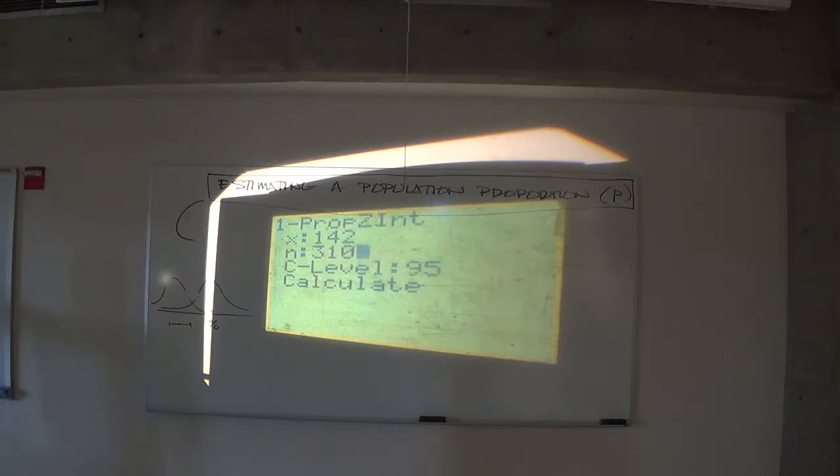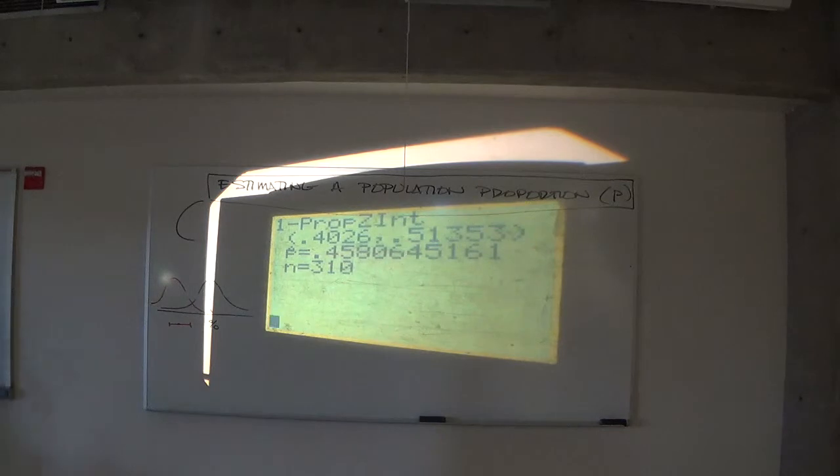Because everything that we did over here by hand is calculated using those values: the n, the x, and the critical value. You ready? Hit calculate. Boom. Look at that. My default for my C level is 0.95. Totally fine. 0.95 or 95, exactly the same thing. It does not matter.